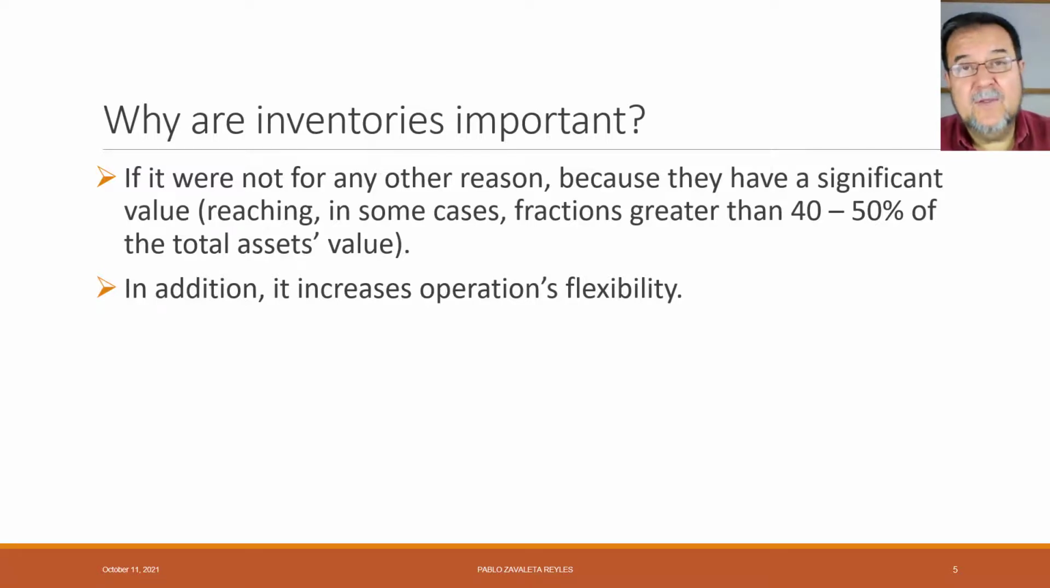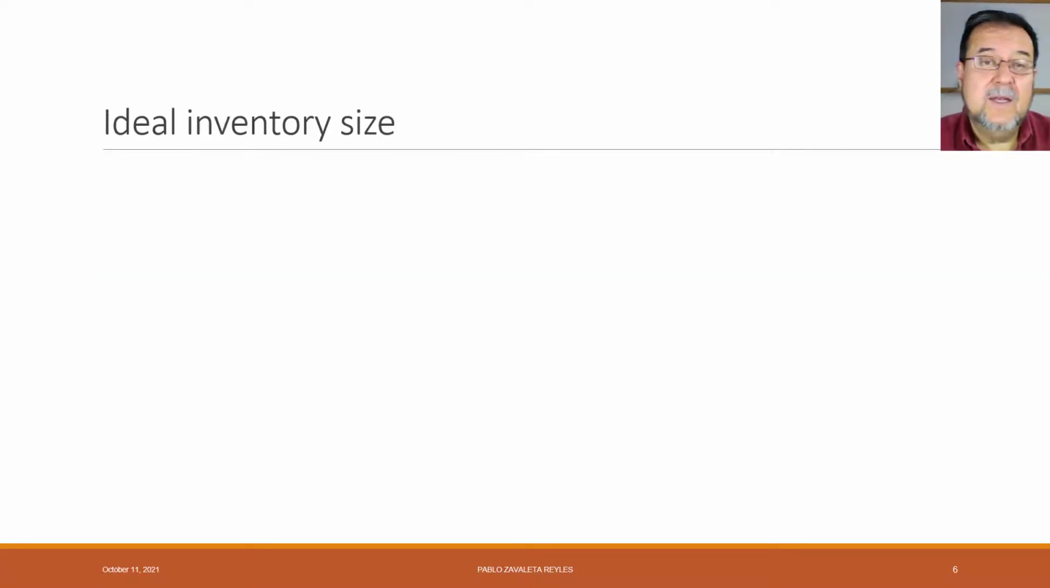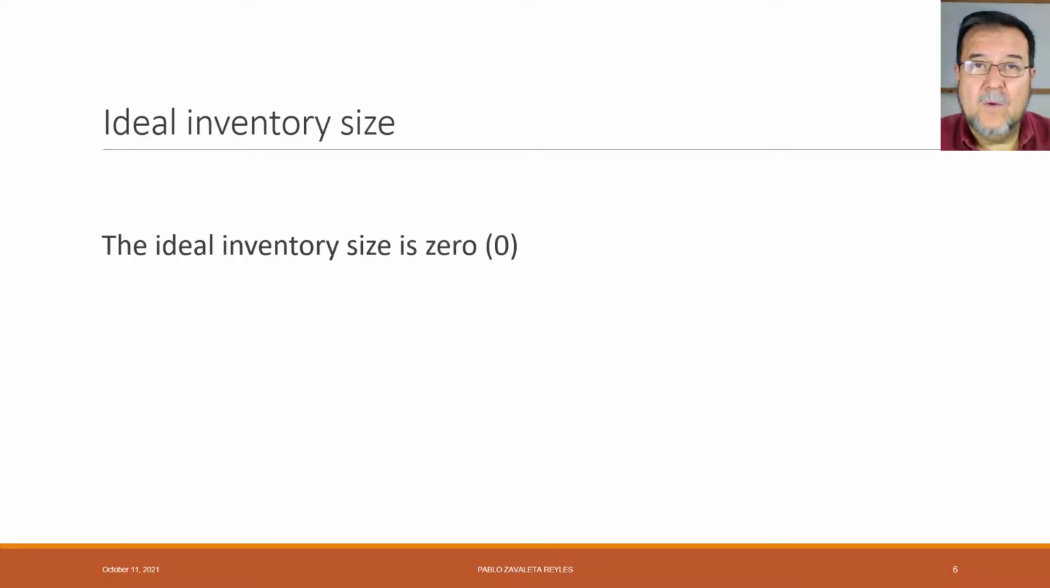So what is the other extreme? Well, the ideal inventory size is 0. That's a number that you will need to learn. 0. The ideal inventory size is 0.